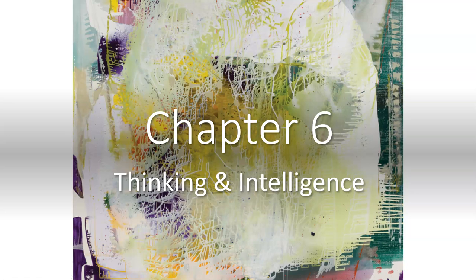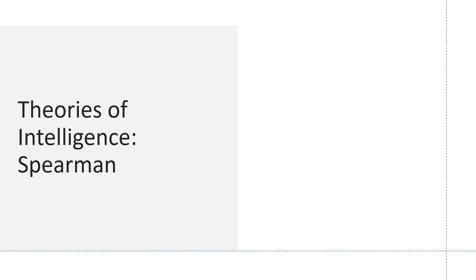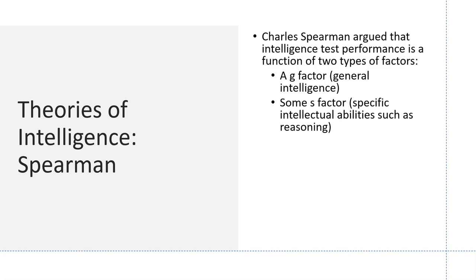This video is part 4 of Chapter 6, Thinking and Intelligence for PSY 110S, the Psychological Sciences. We're going to shift now in this last part of the chapter to exploring various theories that psychologists have developed for describing the construct of intelligence. We'll start with Spearman's theory.